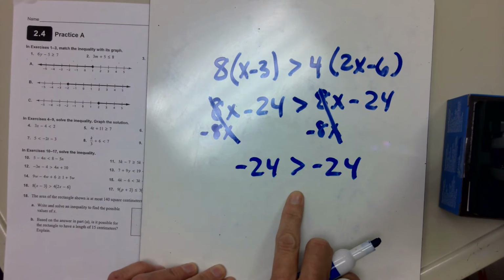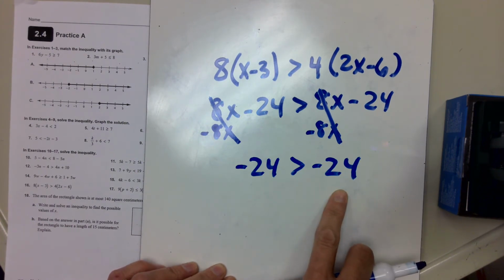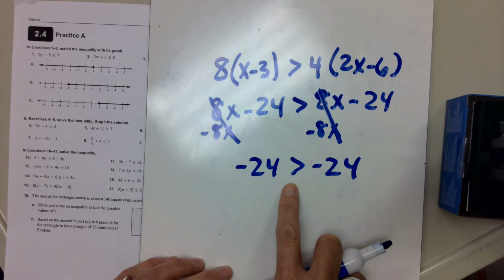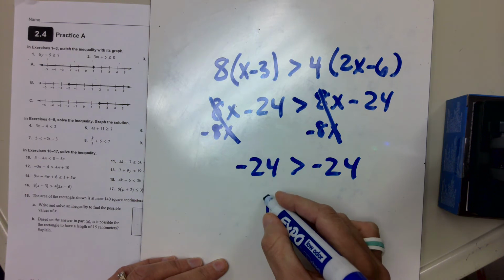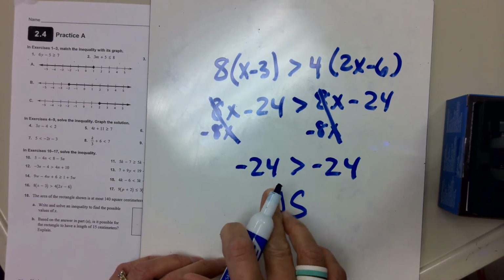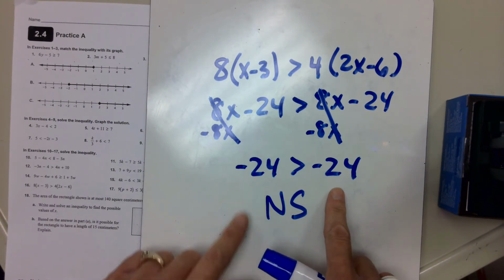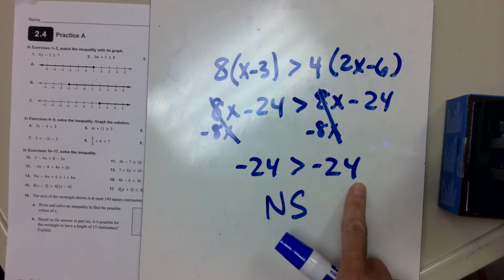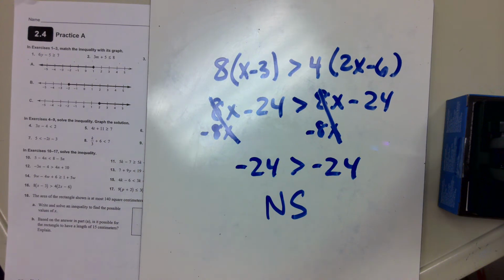Is that true? Negative 24 is not greater than negative 24. It's actually equal to it, but there's no equal sign here. So this actually has no solution because you get an untrue statement. So when it comes to inequalities, you can't just look for if they're the same. You have to read the inequality and see if it's true. This one is not true, so there is no solution for this.